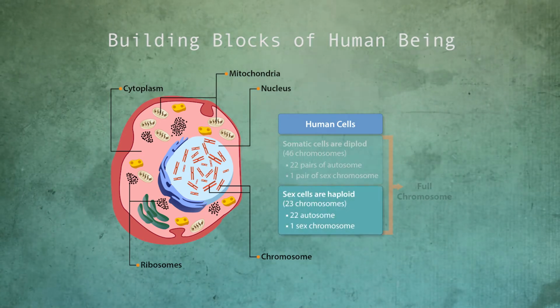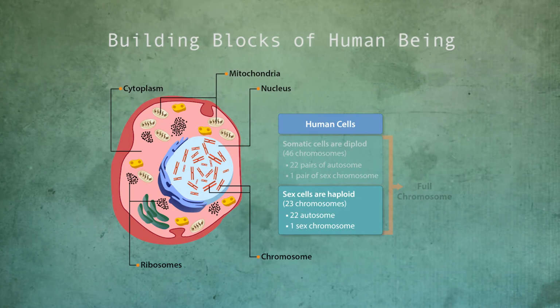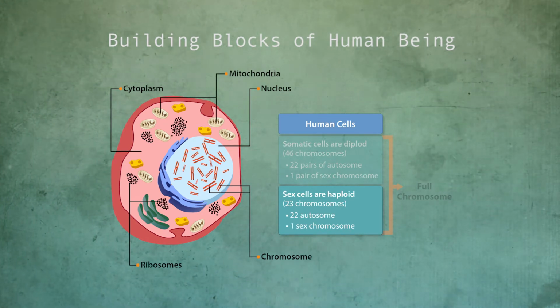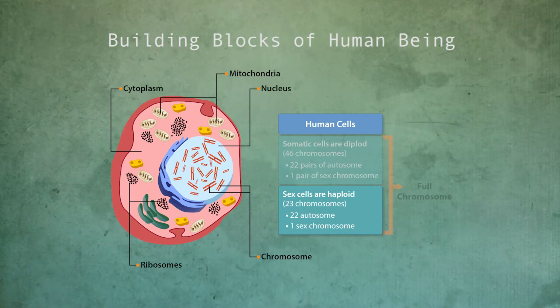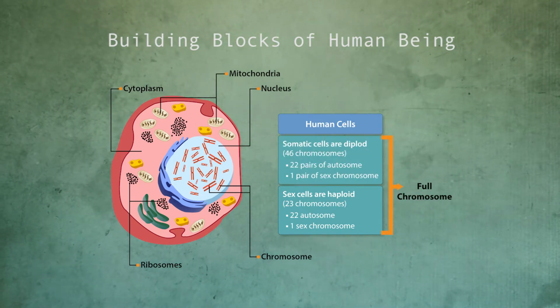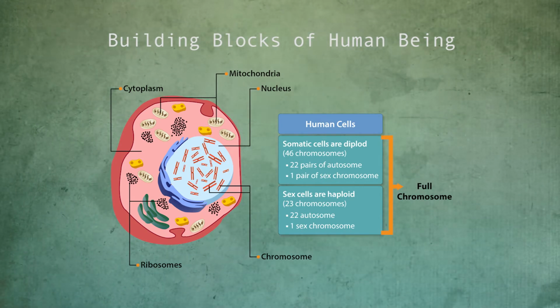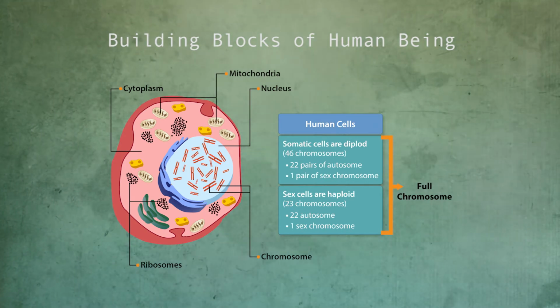But our sex cell is haploid, which consists of only 22 autosomes and 1 sex chromosome. When they pair up, they become a full set of chromosomes. Our chromosome is made up of nucleic acids. We have DNA and RNA.